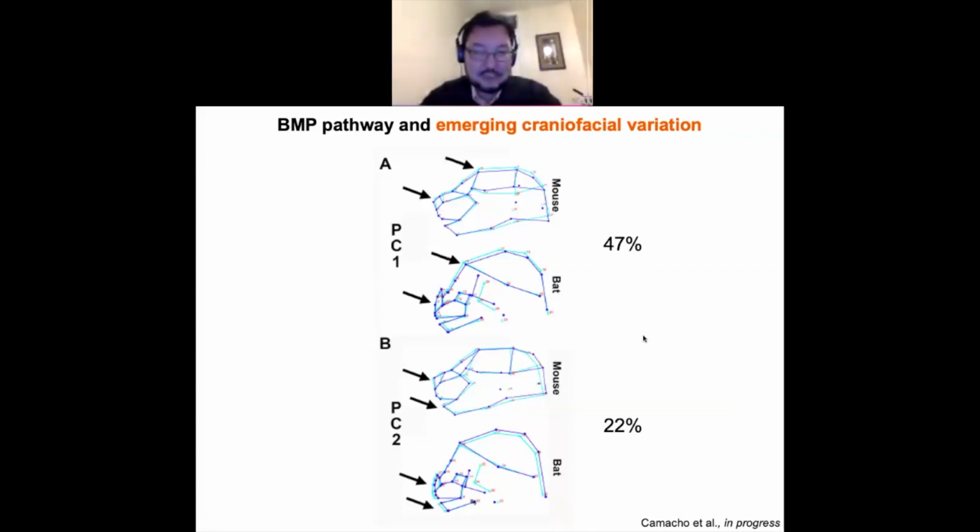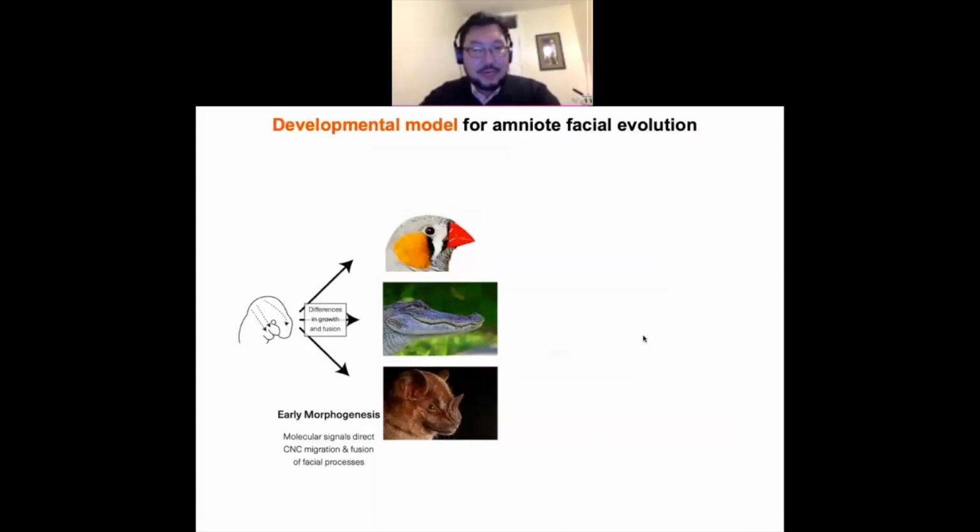This is very much in progress. But the point is that we're trying to see if we can explain that 3-dimensional variation in facial shapes in these bats by looking at the mouse model where we play with this very pathway, which you think is involved in evolution of the face. So to summarize, this is a developmental model for facial evolution and diversification across all amniotes, all the land animals.